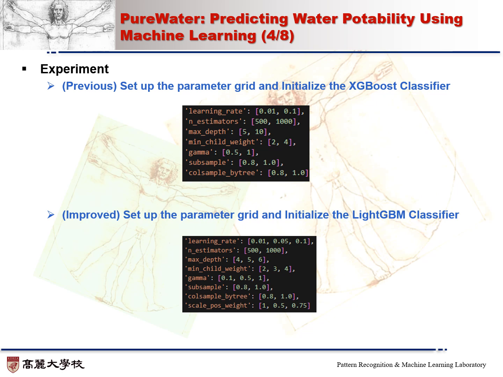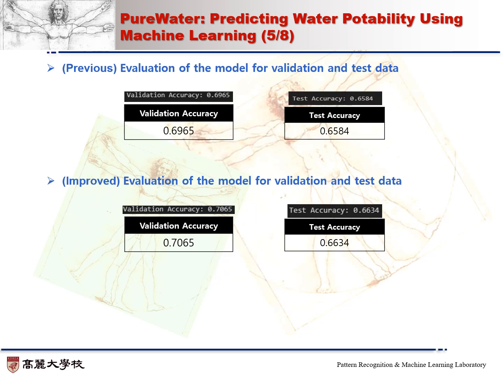So, here is the experiment section. In this section, I'm gonna describe the previous model and my improved method in comparison to each other. As I mentioned before, I changed the model and changed the hyperparameters such as learning rate, max depth, gamma, and added the scale_pos_weight parameter to optimize the model performance. In the following result section, I evaluated the performance on the validation dataset and the test dataset.